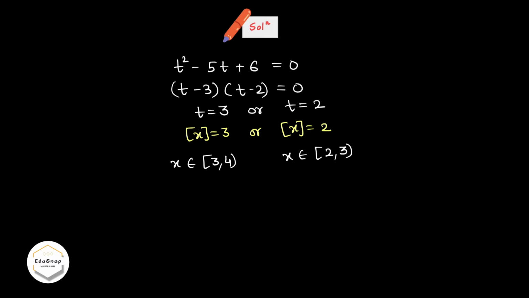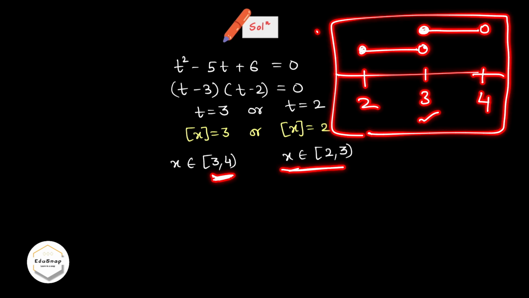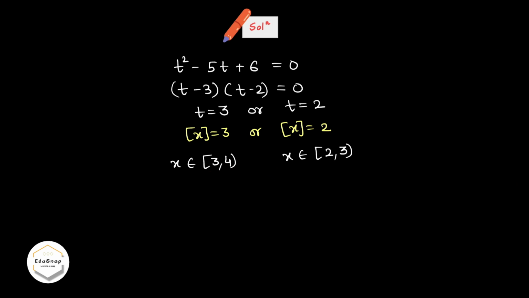Now from here we can observe one thing. This part says [2, 3) with 3 open, but if you observe this part, it says [3, 4) with 4 open. Now from here if you take the union, you will get 2 to 4, where 4 is going to be the open end. So the final answer is going to be this one.